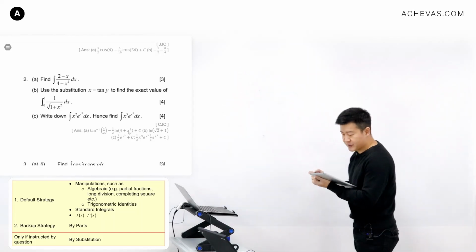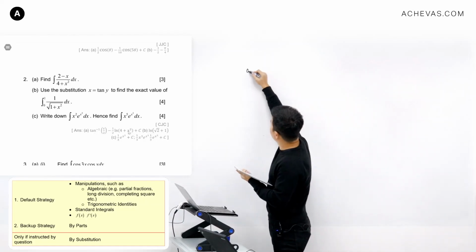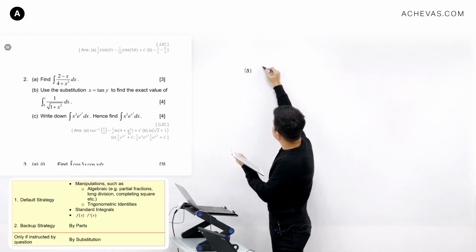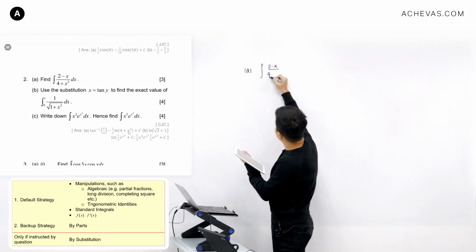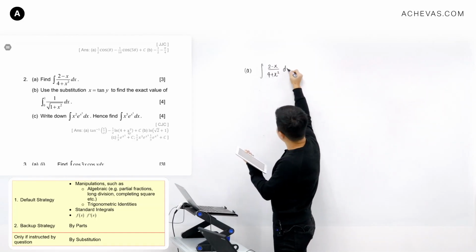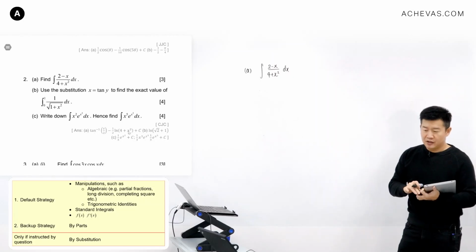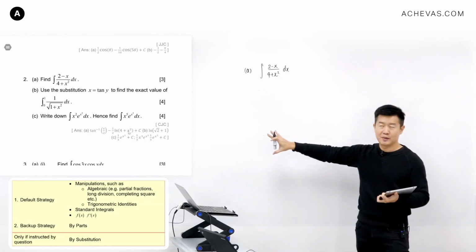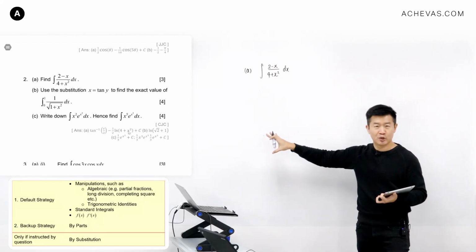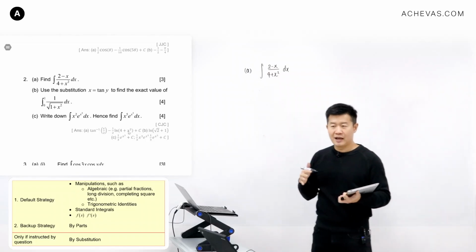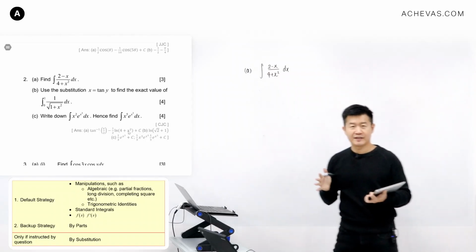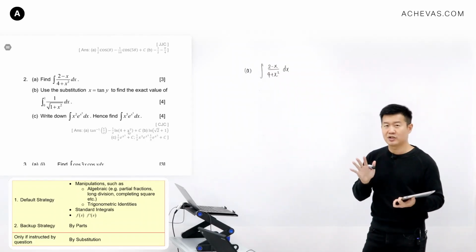Question number 2 from CJC A. We have to integrate (2 minus x) over (4 plus x squared) dx. So I have to ask myself, should I do some manipulation first before I can apply any of the standard results or f(x), f prime(x)? I think that is potentially possible.